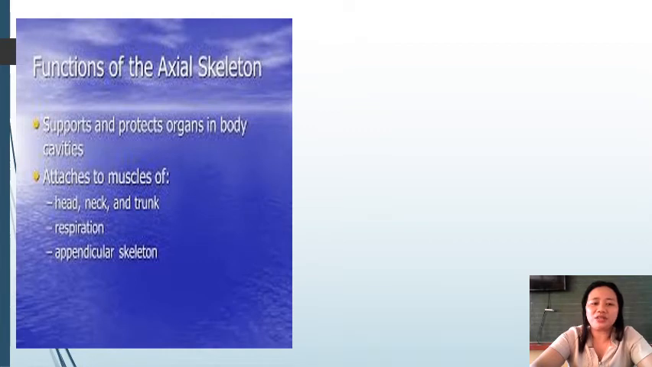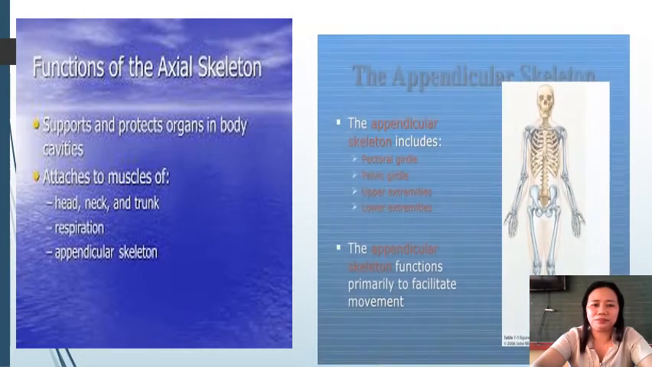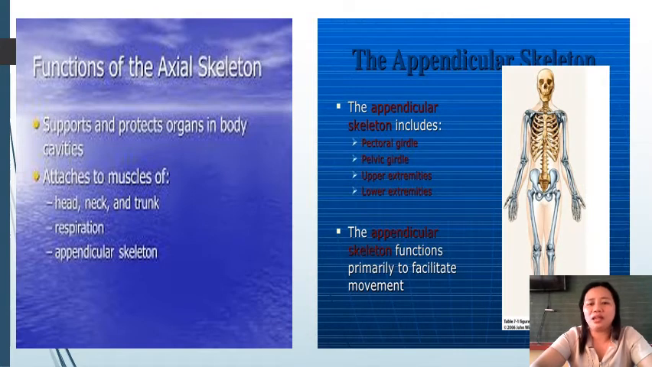The function of the axial skeleton is to support and protect organs in the cavities, and attach to muscles of the head, neck, and trunk, and to aid respiration. Now, the appendicular skeleton includes the pectoral girdle, the pelvic girdle, the upper extremities, and the lower extremities, and its function is primarily to facilitate movement.